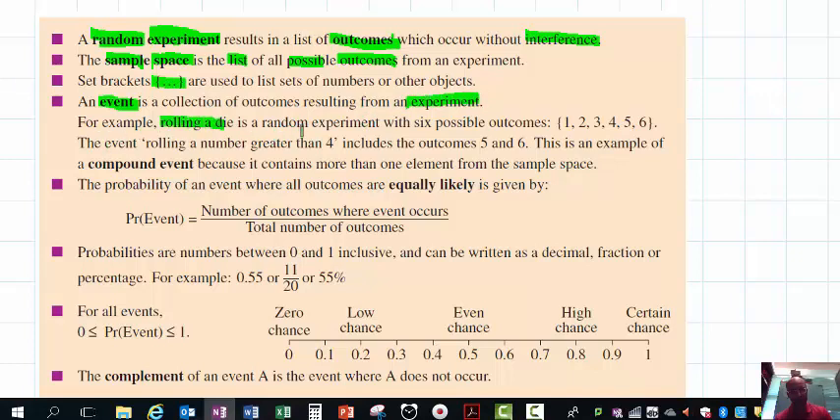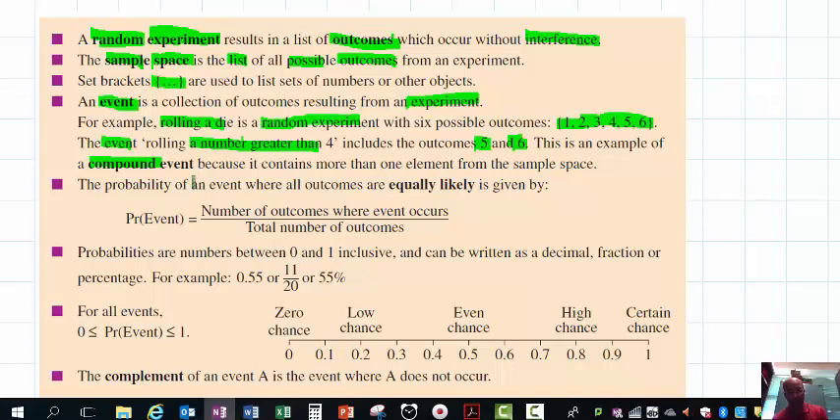Rolling a die is a random experiment, and the 6 possible outcomes there make up the sample space. The event rolling a number greater than 4 includes the outcomes 5 and 6. So the event is rolling a number greater than 4, and the outcomes that would go into that would be 5 and 6. This is an example of a compound event because it contains more than one element from the sample space. So compound means more than one.